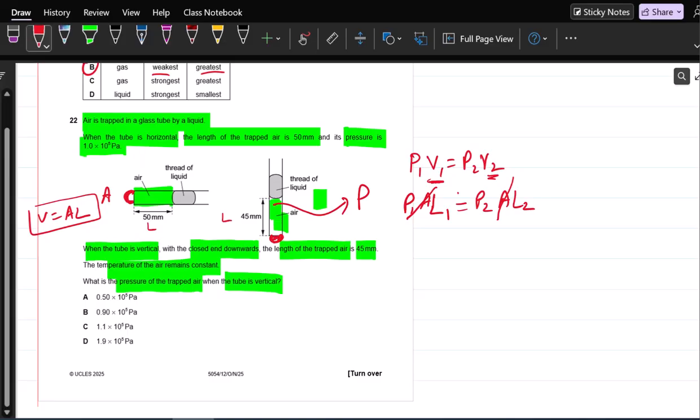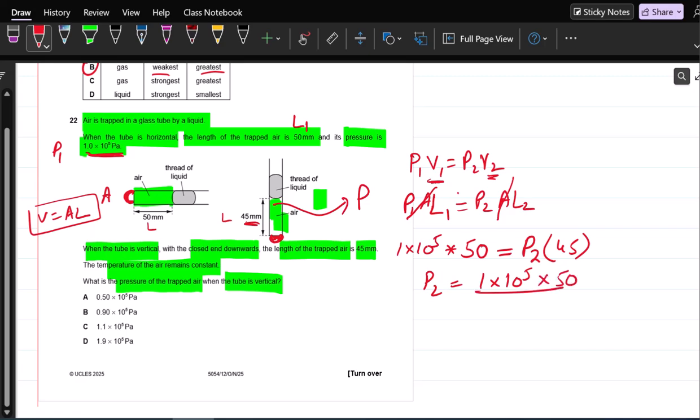So pressure is given for one, that is P1, and I name it as L1. So 1 times 10 power 5 times 50 millimeter. This is also in millimeter, so keep it as millimeter. Pressure 2 we have to find, and this is 45. So pressure 2 will be 1 times 10 power 5 multiplied by 50 divided by 45.